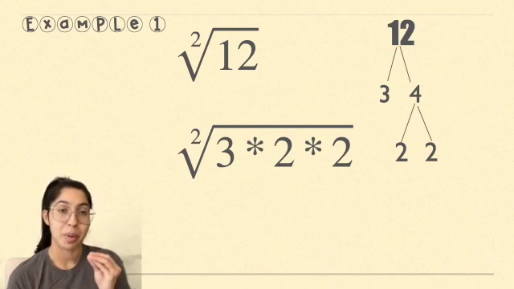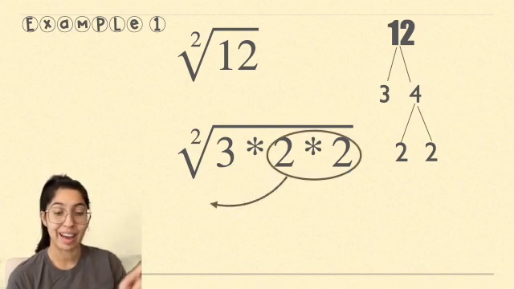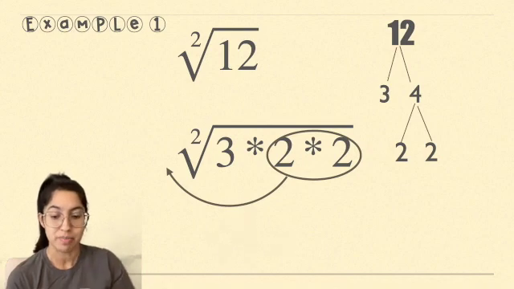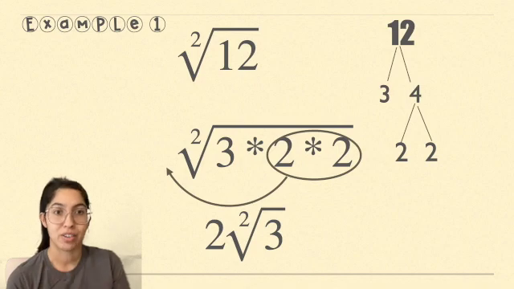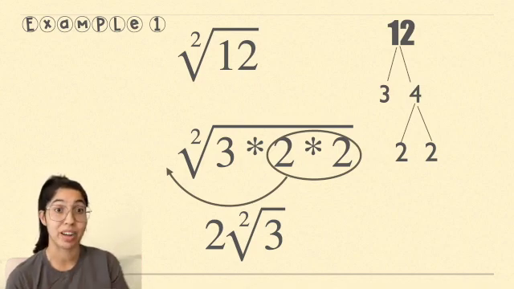Again, I'm looking for pairs because this is a square root. So I see that I have a pair of 2s. So I'm going to take that out and put it out front. I'm going to say that I took the square root of 4, it was 2, and inside I was left with a 3. So this would be my final answer. We want it as simplified as we can get it, and that is as simplified as it gets. 2 square root 3. That's it.